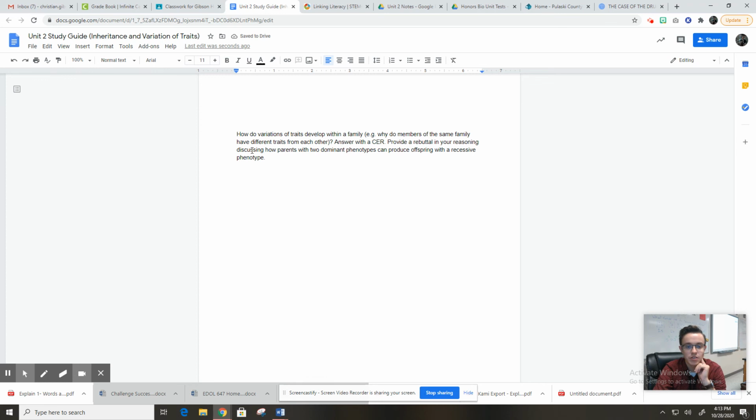Okay, how do variations of traits develop within a family? For example, why do members of the same family have different traits from each other? Answer with a CER, provide a rebuttal, which is kind of just like a counter argument, in your reasoning discussing how parents with two dominant phenotypes can produce offspring with a recessive phenotype. So my claim would be, I'm not going to actually type this out for the sake of time, but my claim would be members of the same family can have very different traits from each other. Boom, there you go.